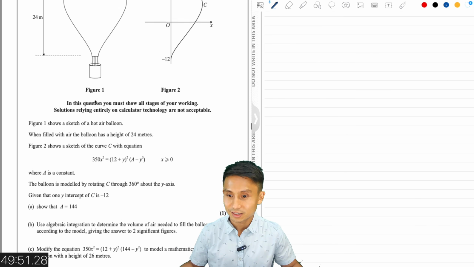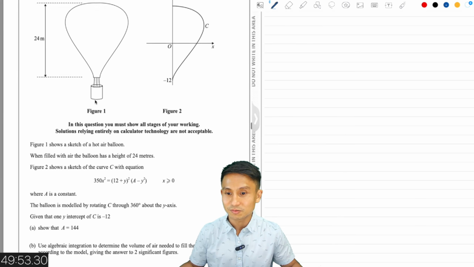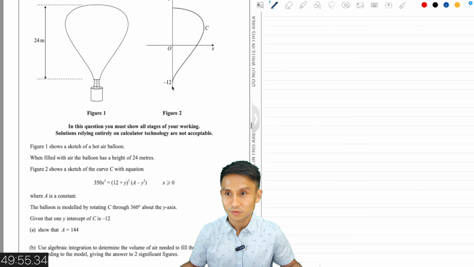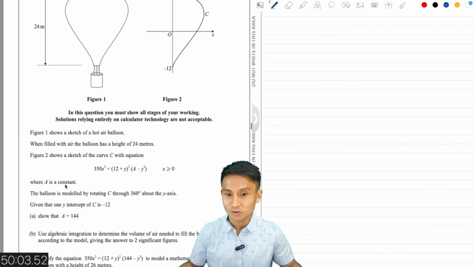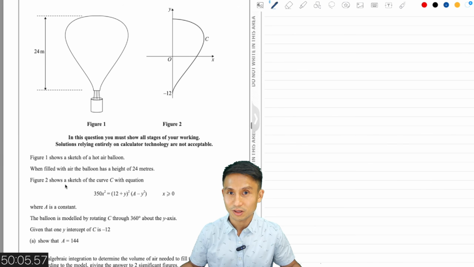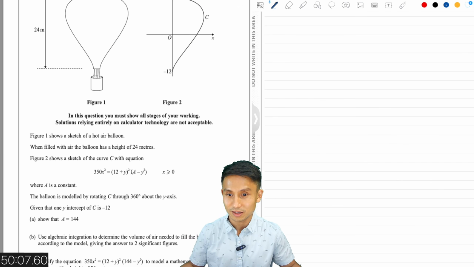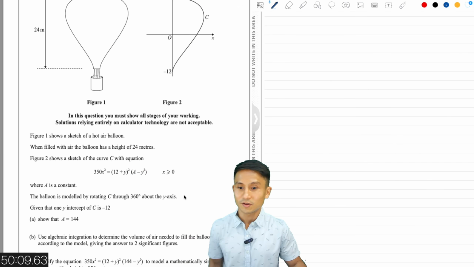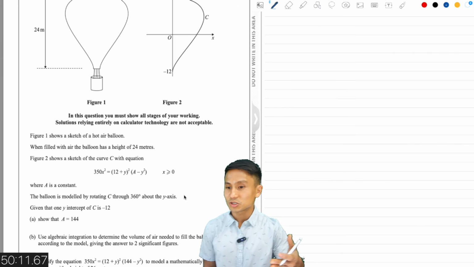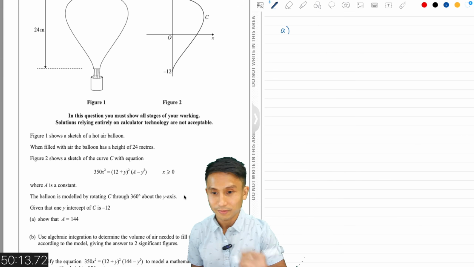Well, okay. Given that one y-intercept of C is minus 12, right? So that should be 12, right? Because the height is 24 here. Yeah, makes sense. Show that A equals 144. A is 120. Okay, it's this one. Okay, this is just to work on the equation first, part A.